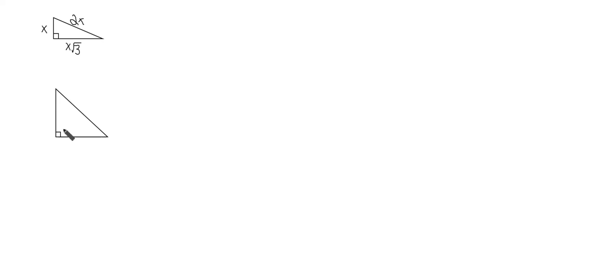For the 45-45-90 triangle, these two are now the same angle, that means both of these sides should be the same. If this side length is x, this one must also be x, and this must be x square root of 2. And this has a lot of implications. In general, this can make a lot of math simpler, and I'll be showing that in future boards.